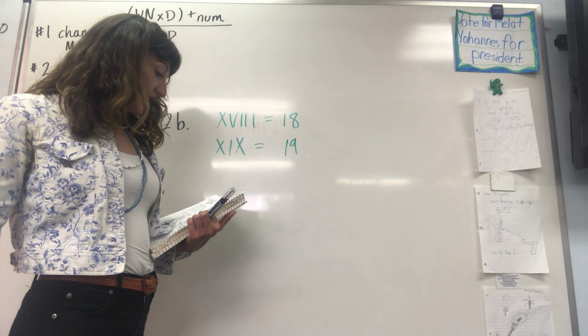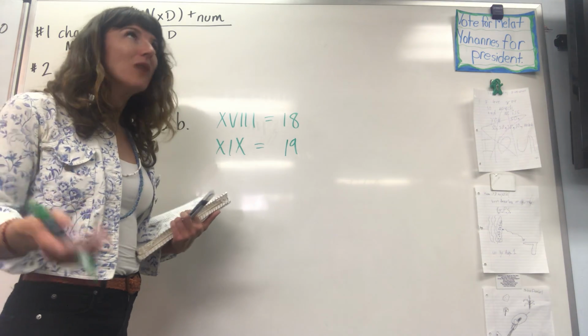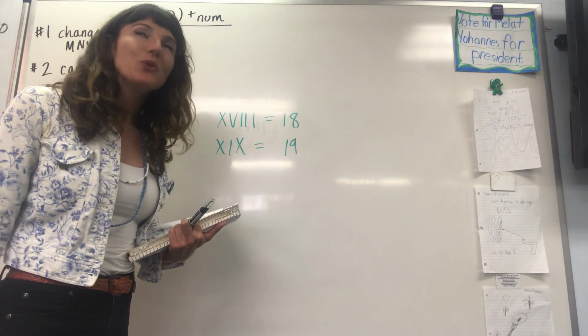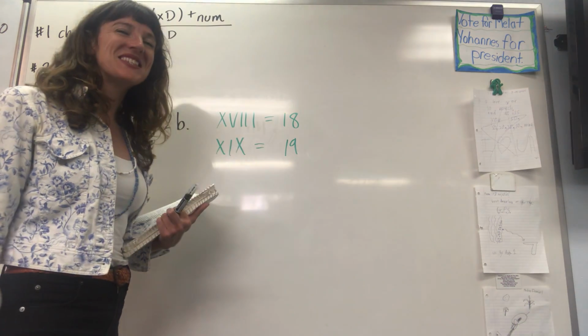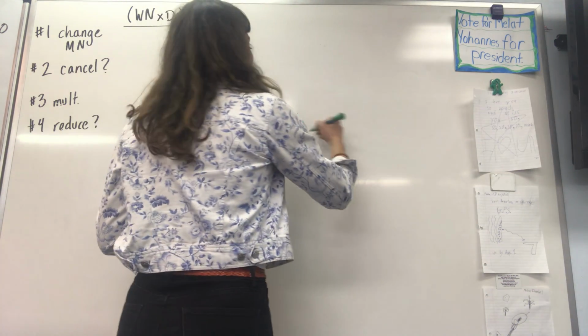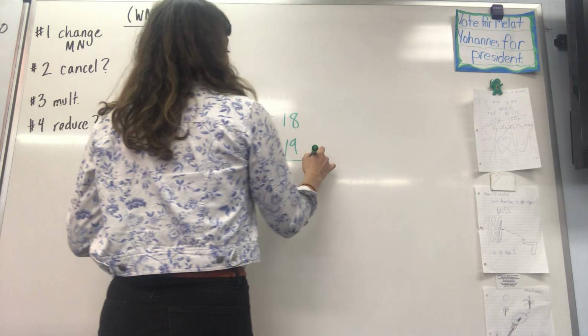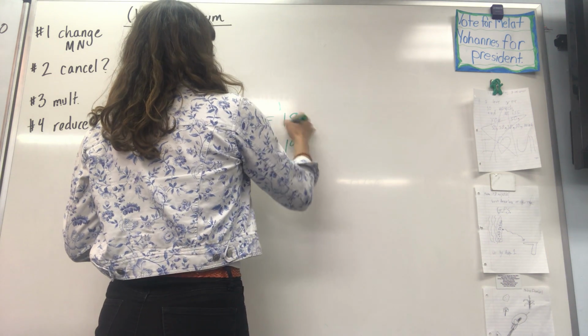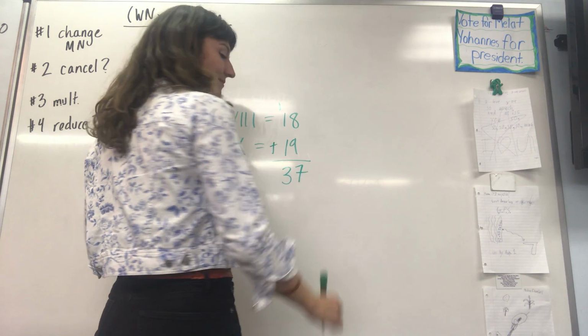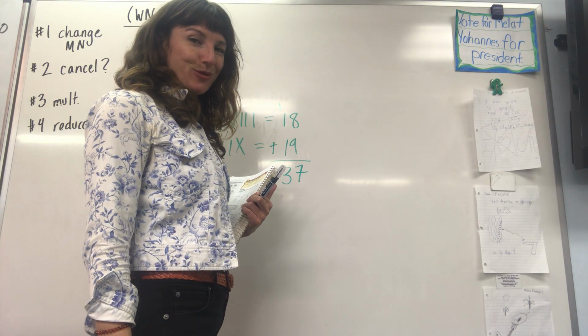How many chapters did the 2 students read in all? Well, in all are clue words to do what? Add, you don't say. Very good. So we're going to add like this. 8 plus 9 is 17. 1 plus 1 plus 1 is 3. And now we're going to write it in Roman numerals.